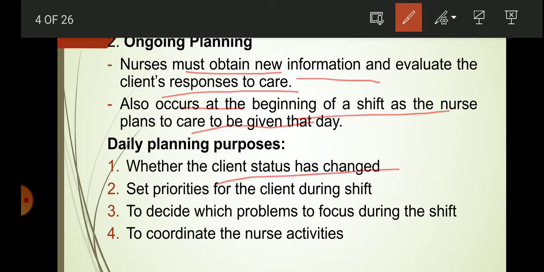So, whether the client status has changed, of course, we need to plan. It's to determine or to see progress with regards to client condition, if it's deteriorating or getting worse, or it's improving, okay? It's just a matter of two, deteriorating or improving. Set priorities for the client during shift.